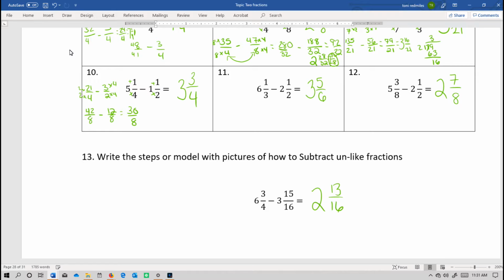8 can go into 30 3 times, with 3 times 8 is 24, so that would give me 6 left over 8. Both of these are divisible by 2, so let's go ahead and reduce them. And that's going to be 3 over 4.